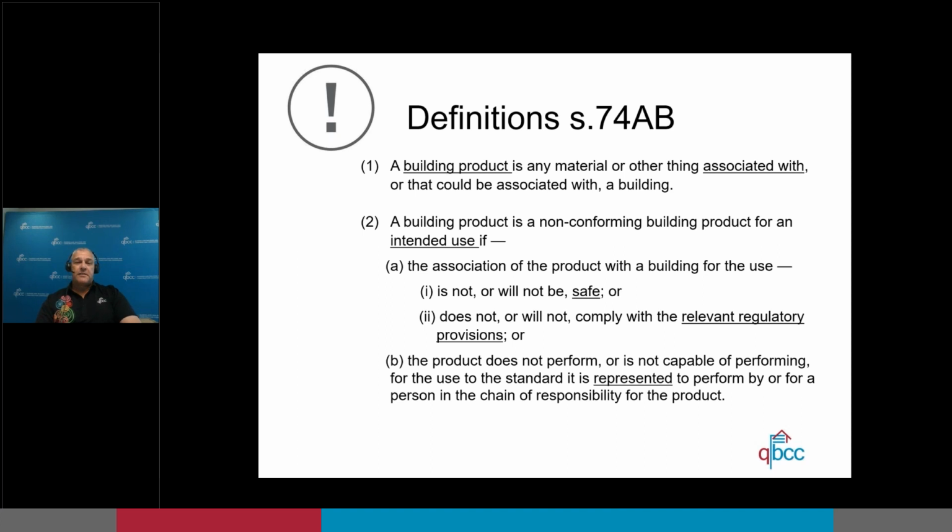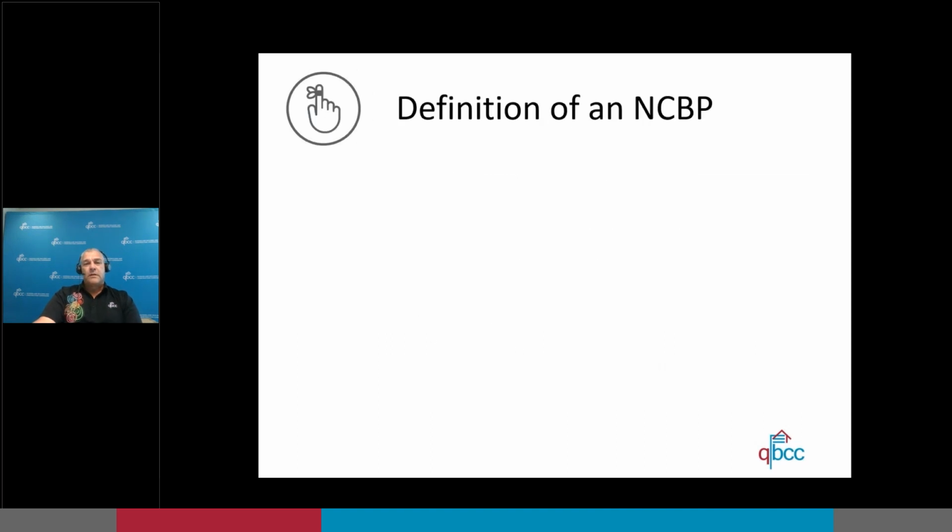The first thing we need to look at is the definitions, as we all live and die by definitions when you're dealing with legislation. You'll notice the definition of a building product is up on the screen, and there are some underlined portions. Those underlined portions are defined terms under section 74AA, and I encourage you to make yourself aware of those definitions as you review the legislation. One of the really important ones is intended use.